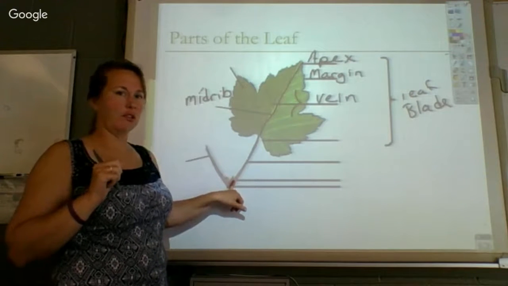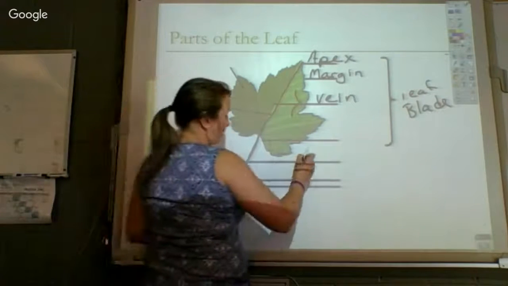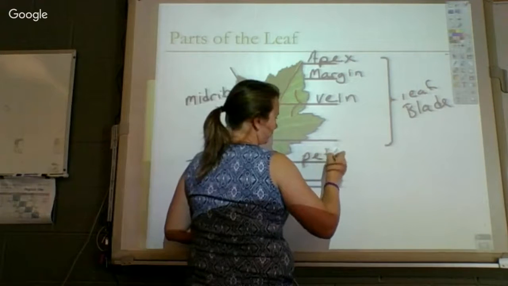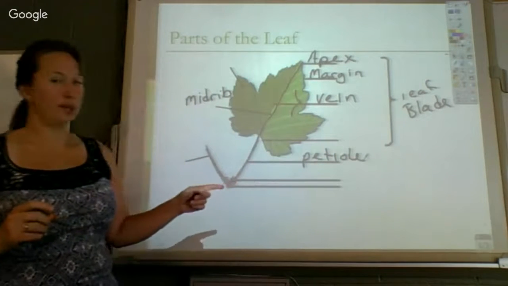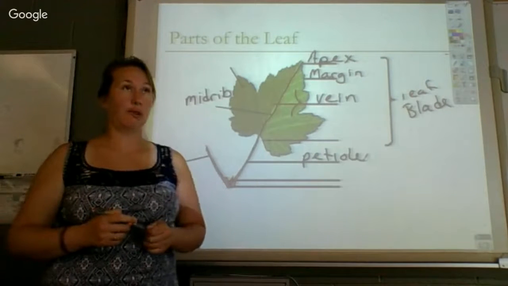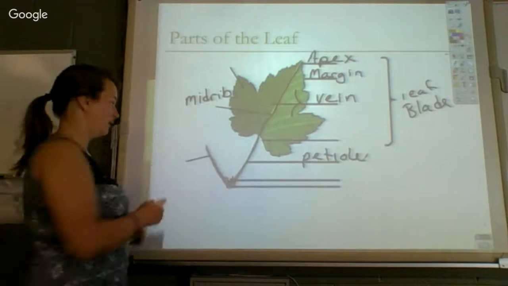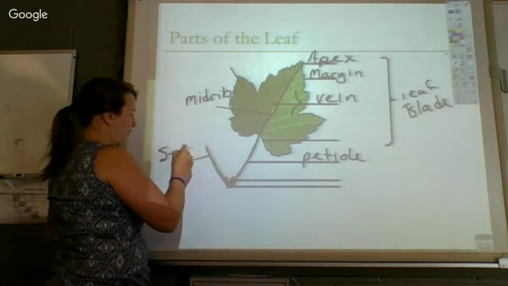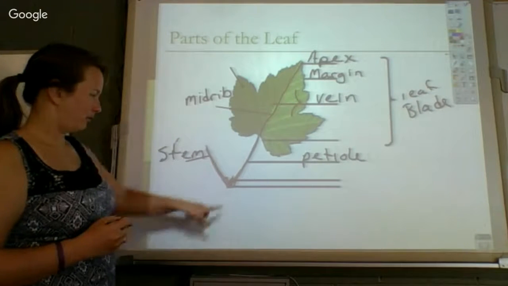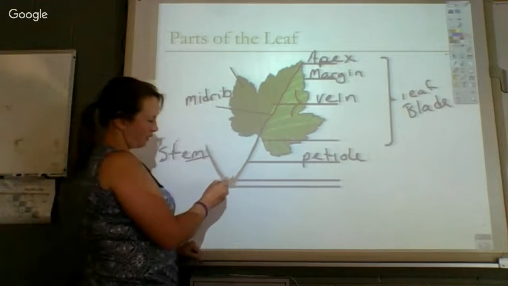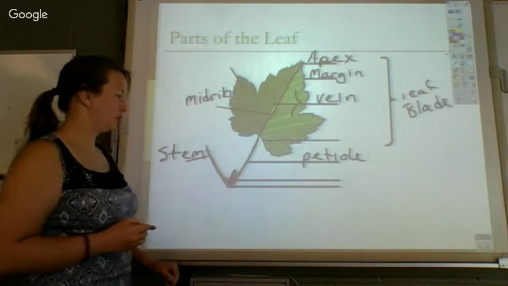So the leaf is the leaf blade and the petiole. So we'll spell that for you. P-E-T-I-O-L-E, petiole. The petiole is what connects the leaf blade to the stem, and the stem is right over here. There's a little bit of a bud right here where that petiole attaches to the stem.